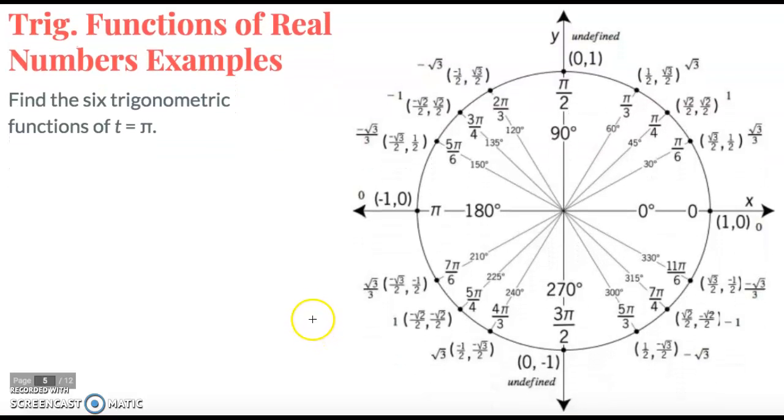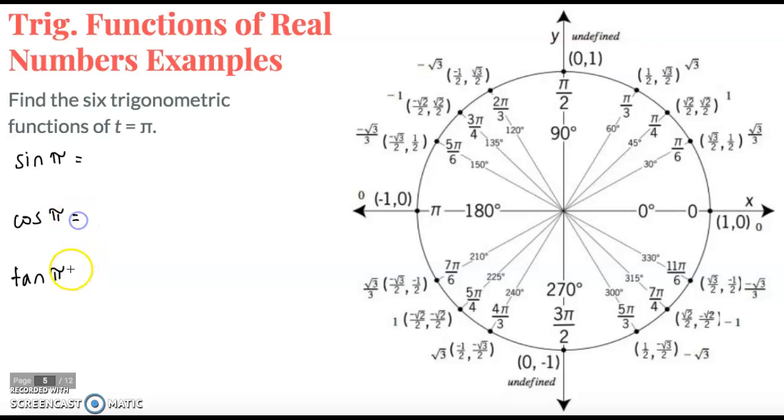In this next example, I did want to do one specifically with either one of your four axes, because these points can be a little bit tricky just because they involve zero. So when I want to find the six trig functions of t equals pi, I'm going to find it the same way that I find it normally: sine of pi, cosine of pi, and tangent of pi.